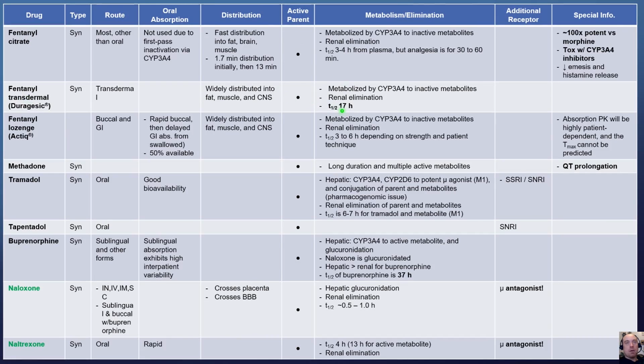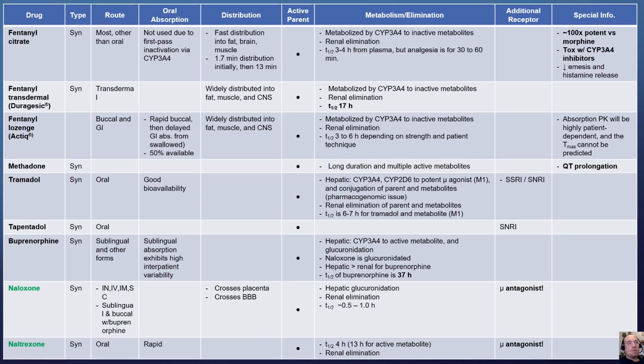It's about 17 hours for its half-life. And I want to clarify, that doesn't mean that it's eliminated slower from blood. It means that it's gradually absorbed into the blood, so effectively it's going to have a longer half-life. Okay, so it's still being eliminated the same way. It's just that it's gradually being deposited into the blood.